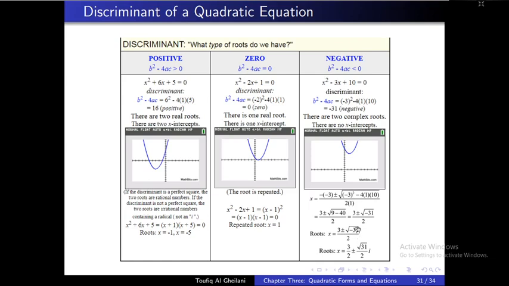Here we can write it as the square root of 31 times the square root of minus 1, and the square root of minus 1 is the value i. So here we have two complex roots.